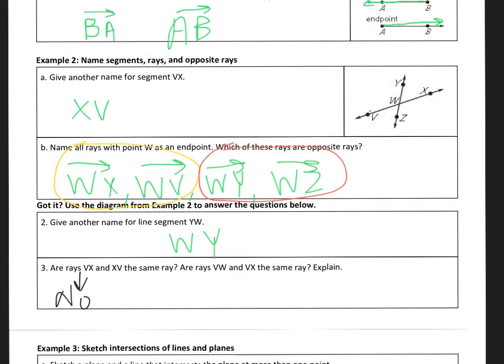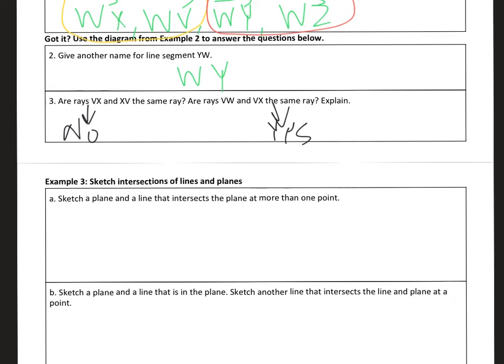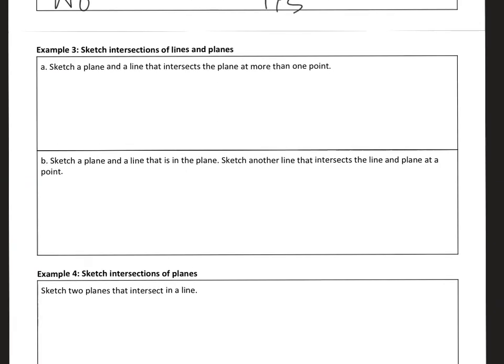VW would be, use green, VW would be this ray. VX would be this ray. Okay, so yes, those would be the same ray. They have the same endpoint, and they share all the same other points. So yes, those would be the same ray. So they have to have the same endpoint, they have to share all of their points to be the same ray, okay? So these last two examples kind of look at our ability to draw, okay?